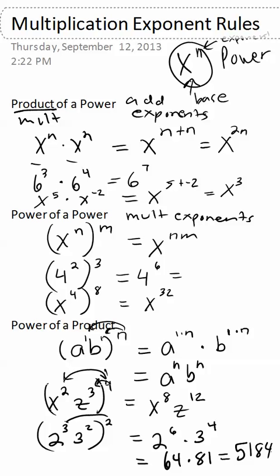All right, so we've looked at product of a power, we've looked at power of a power, and we've looked at power of a product. Okay, so hopefully you can apply these rules and figure out what comes where when you're simplifying exponent expressions.